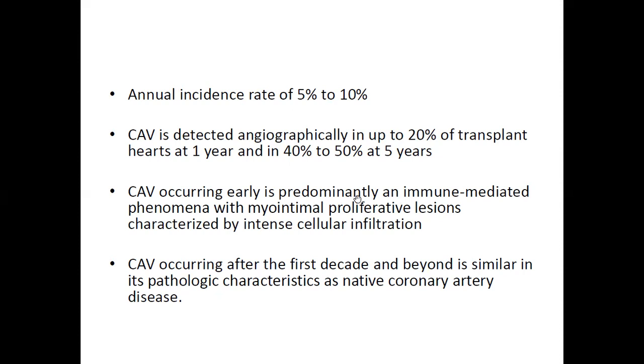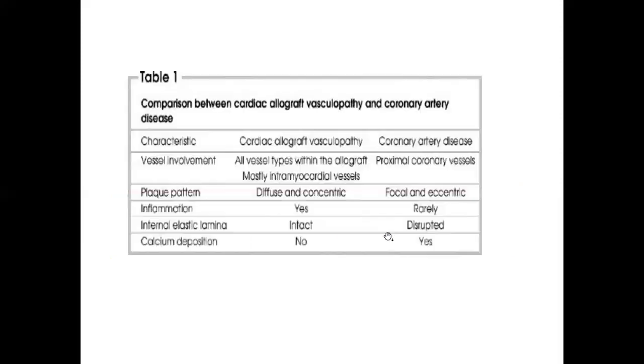vasculopathy. This is basically seen because of immune-mediated phenomena with myointimal proliferative lesions characterized by intense cellular infiltration. So it causes intense cellular infiltration and myointimal proliferative lesions. When comparing it with coronary artery disease, it can affect all vessel types within the allograft, mostly intramyocardial vessels. However, coronary artery disease generally affects the proximal coronary vessels, whereas this generally affects the intramyocardial and distal and mid part of the coronary vessels.